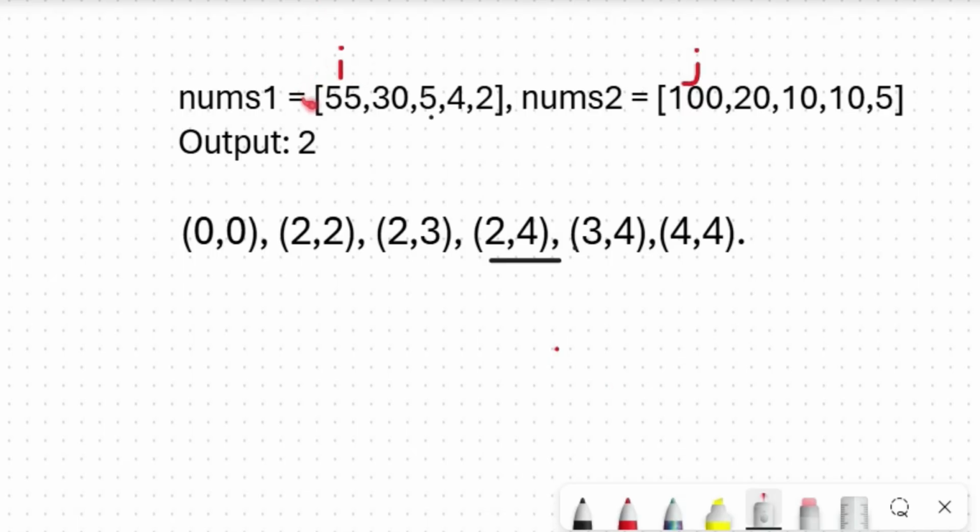As I said, for example, if i is here and j is here, and this value is less than 55, obviously the next element, which is less than 20, will be less than 55. So there is no point in checking each and every element. We can just move the i value, because checking all the values is pointless. It would lead to time limit exceeded.